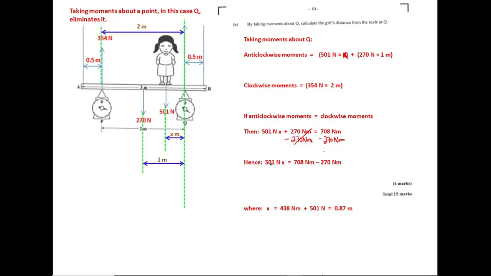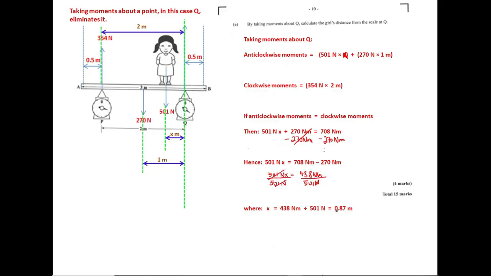That goes, you're left back with 501 newtons x, 708 newton meters minus 270 newton meters. And so this will give us 501 newton x equal to 438 newton meters. Because this is a multiplication of 501 newtons times x. We divide both sides by 501 newtons, because we're solving for x. And we're going to realize that the newtons disappear, and we have x.